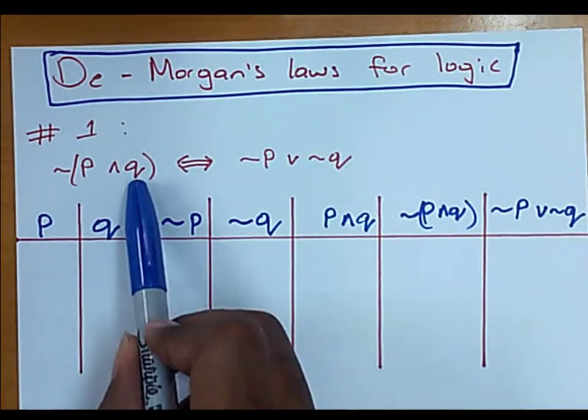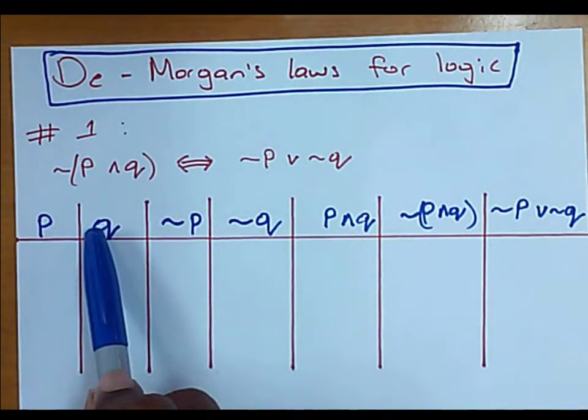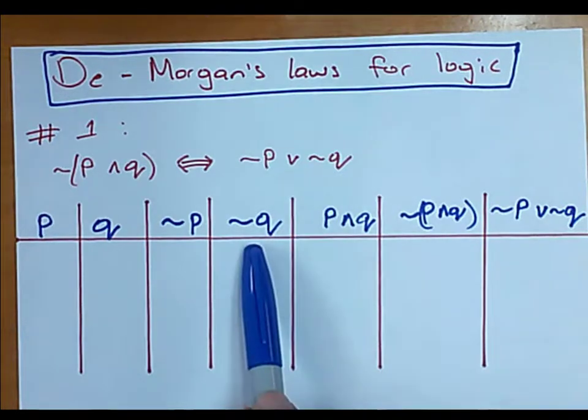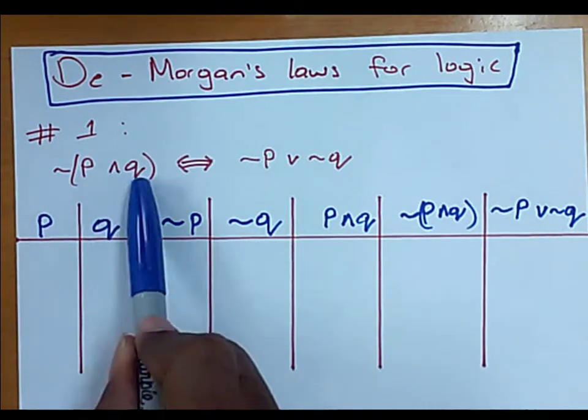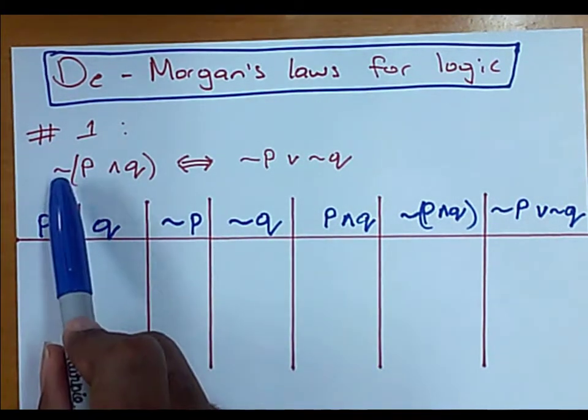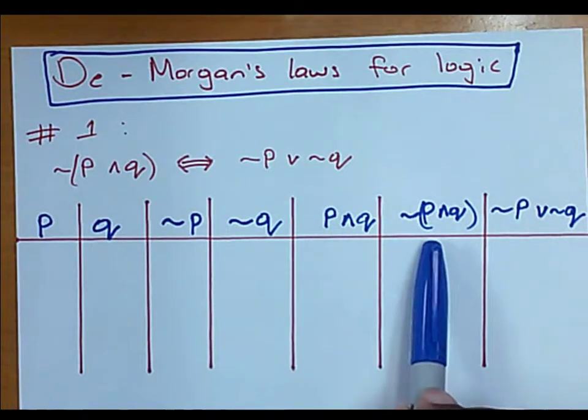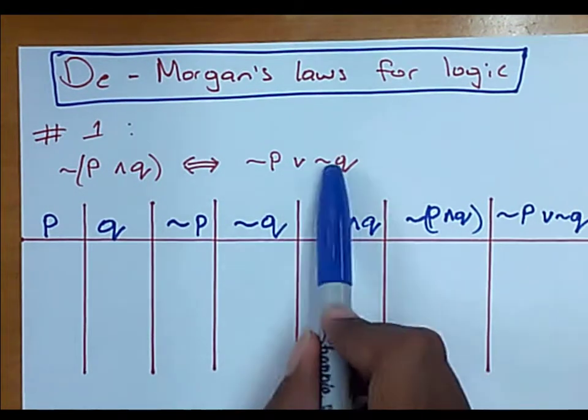And we have P, Q. We have not P, not Q. We have P and Q. We have the negation of P and Q. And we have not P or not Q.